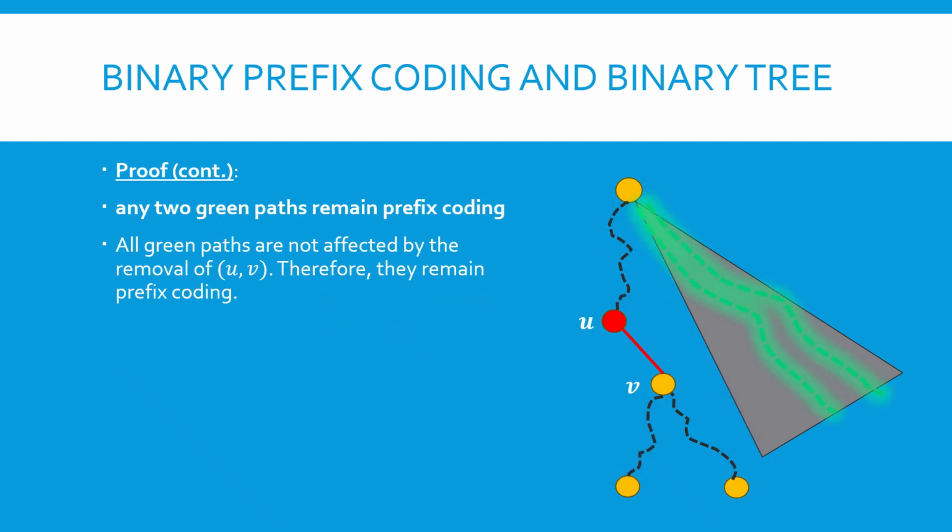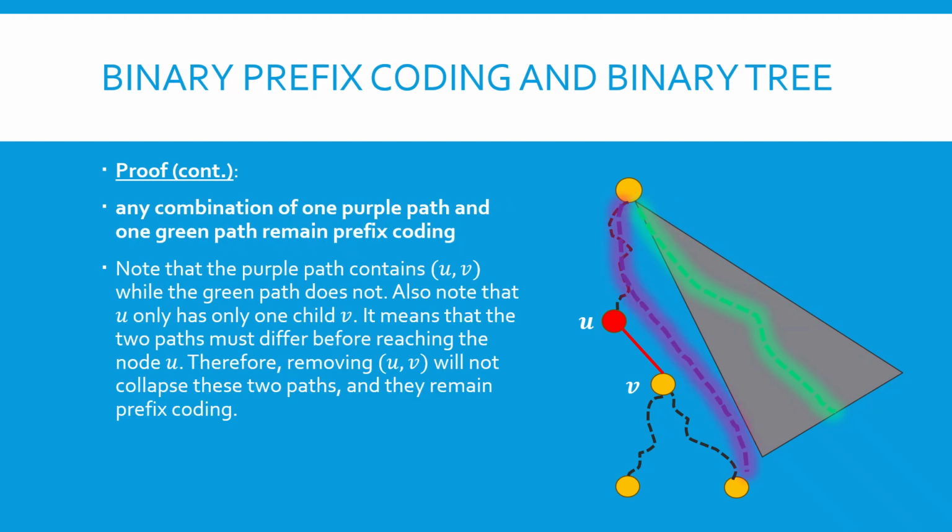Second, we show that any two green paths remain prefix coding. Recall that both green paths do not contain UV. Therefore, removing UV does not affect either path. Since these paths corresponded to prefix coding before the removal, they continue to do so afterward.